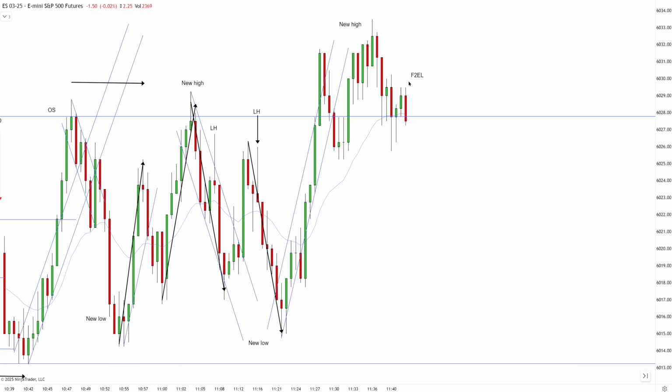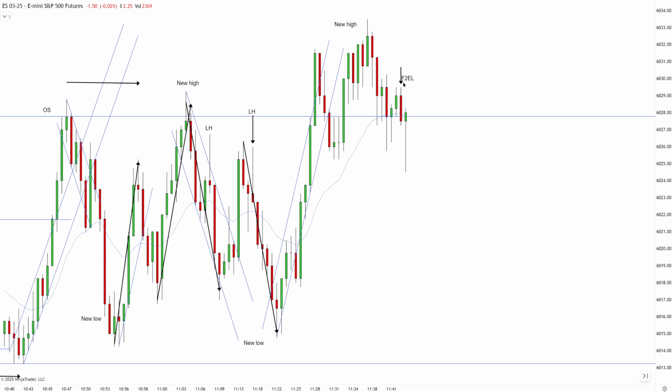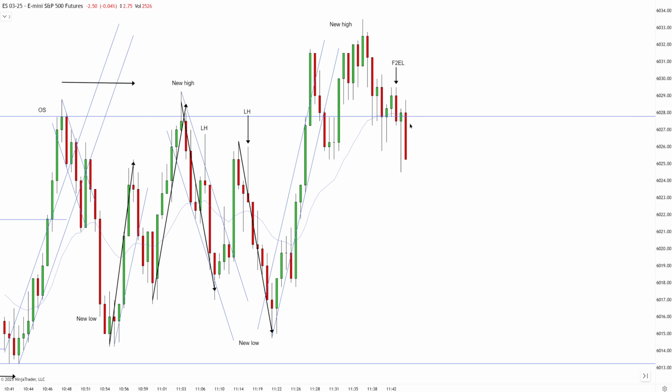It at least triggered higher, but it didn't. So I've got to be careful. A more advanced trader can consider a failed second entry long below EMA, but this is the setup. This is a lower high confirmation setup of the failed second entry long because this is above EMA. Now you wait for the push below EMA.